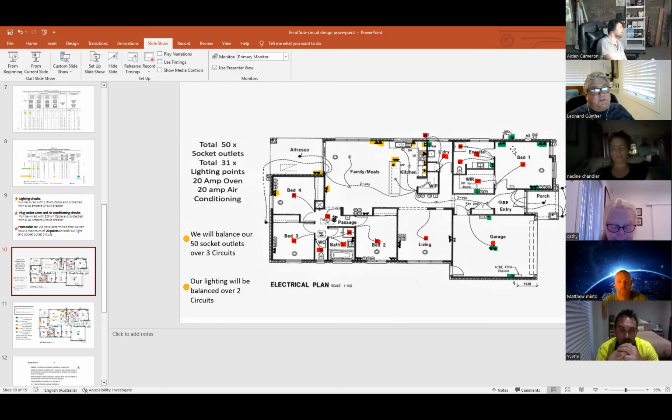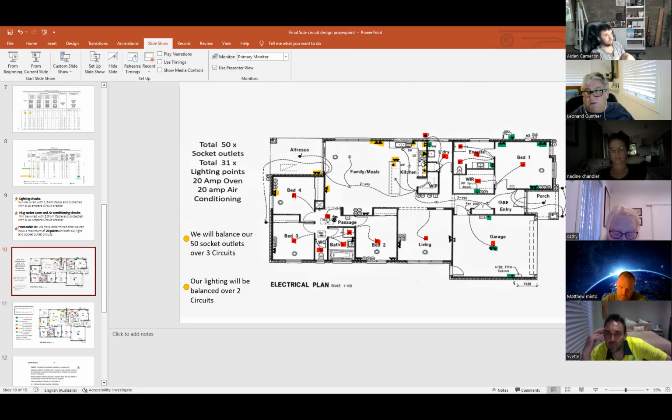So you can see here, for instance, with this green circuit, I've got 1, 2, 3, 4, 5, 6, 7, 8, 9, 10, 11, 12, 13, 14, 15, 16, 17. On this yellow circuit, I've got 1, 2, 3, 4, 5, 6, 7, 8, 9, 10, 11, 12, 13, 14, 15, 16, 17, 18. So that's got 17, that's got 18. And you'll notice I've got the laundry on one circuit, on the green one, and I've got the kitchen separate to the laundry.